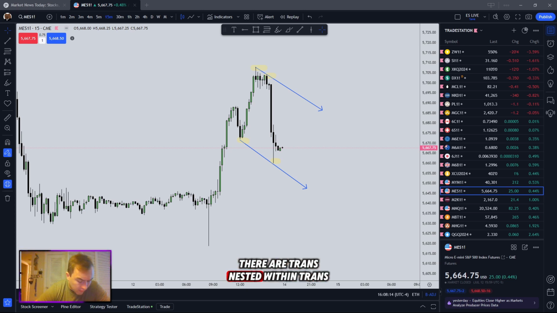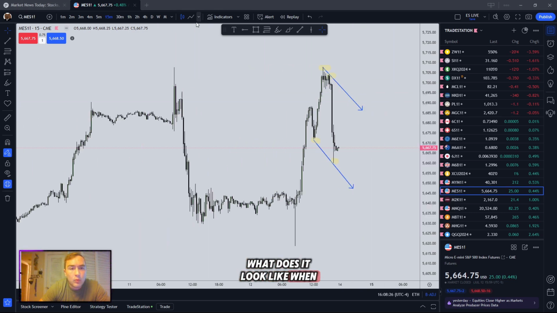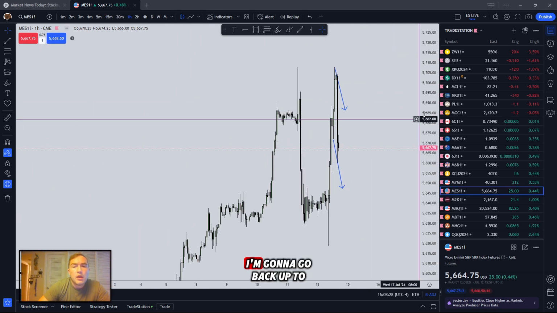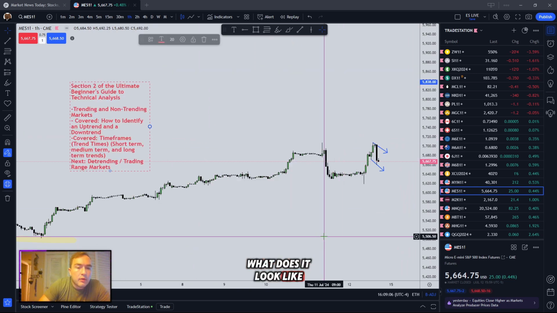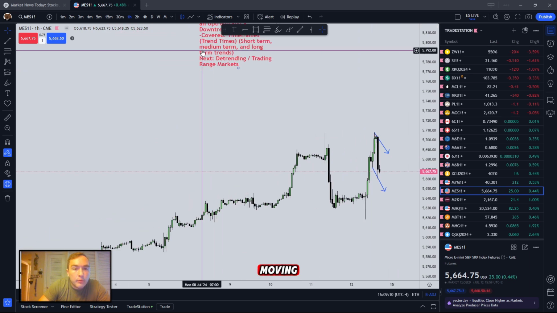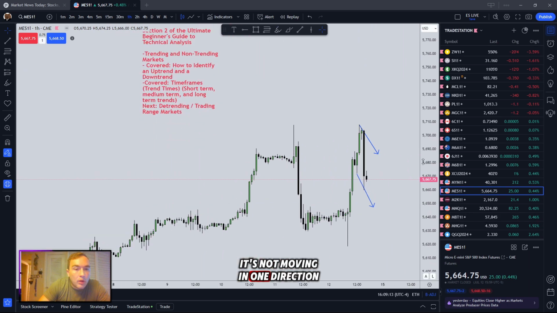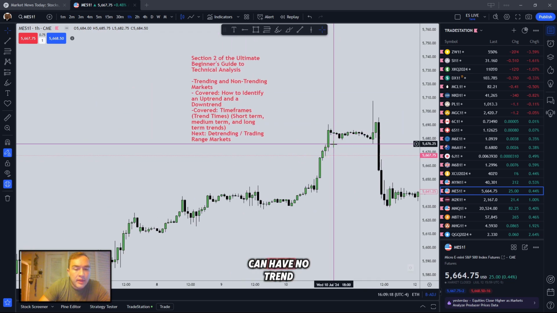There are trends nested within trends. Now I want to talk about a detrending market, or a market that is really not trending. So what does it look like when a market doesn't trend? I'm going to go back up to the hourly chart here. What does it look like when the market is taking its time, in other words, it's not really moving, it's not moving in one direction or another? Okay, guys, so you can have uptrends, you can have downtrends, and you can have no trend.